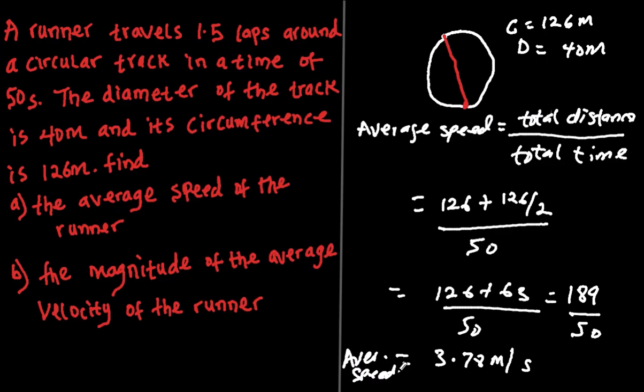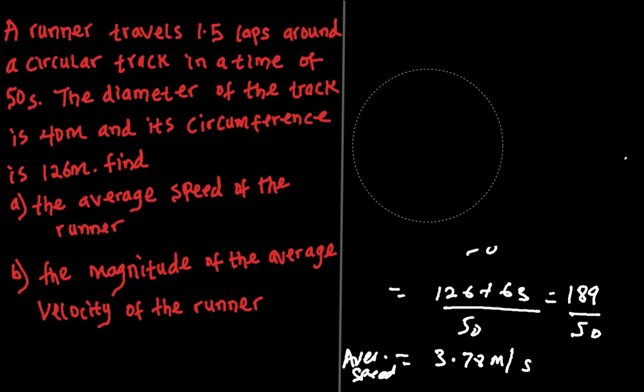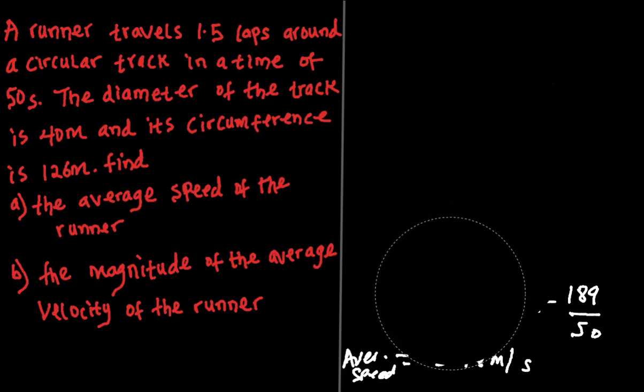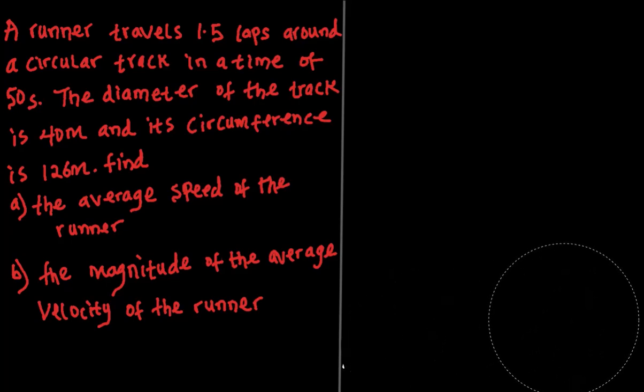All right, so now let's see the other question. The other question says, find the magnitude of the average velocity. So we are looking for the magnitude of the average velocity. Now you note that velocity and speed are different in the sense that velocity is a vector quantity while speed is a scalar quantity. So velocity has to do with direction, while speed has nothing to do with direction. Speed is just magnitude.